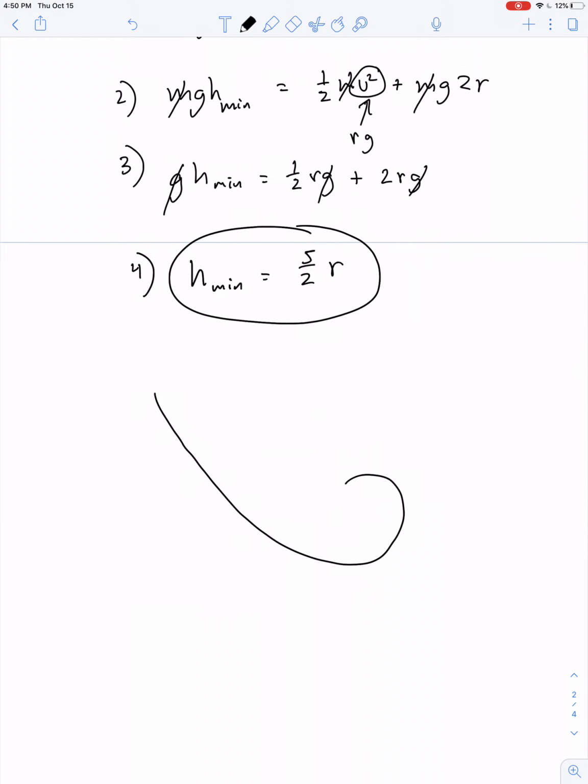In my next video, I'll actually demonstrate this. I have an apparatus that looks something like this, and I can roll a ball from very high, and you'll hear that it always maintains contact with the loop. I'll roll the ball from this height, and you'll see that it makes it to the top of the loop, but crashes. And so we'll try to find the sweet spot where the normal force seems to be zero at the top of the loop.